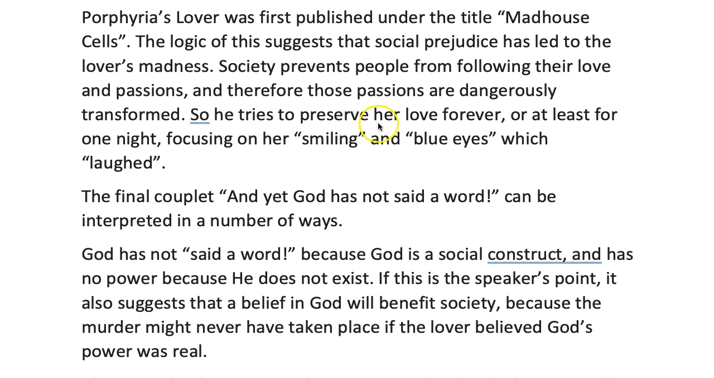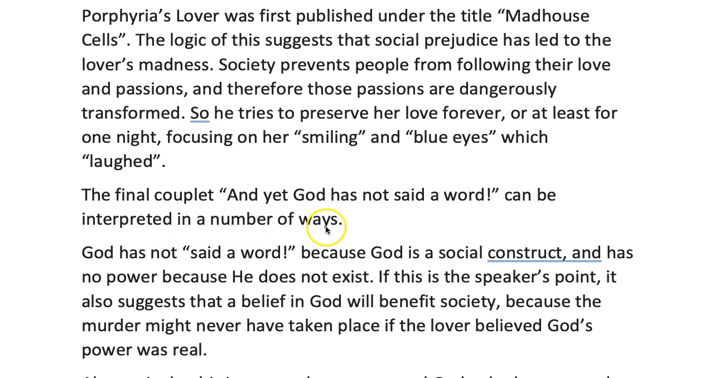Therefore, his solution is to try and preserve her love forever, or at least for one night, and he focuses on her smiling blue eyes, which laughed. Again, heavy irony there because it doesn't sound plausible. He's just killed her. The final couplet, and yet God has not said a word, can be interpreted in a number of ways. God has not said a word because God is a social construct. In other words, he could be saying that God isn't real. Christianity is just something invented by the church in order to keep people in line. And it has no power because he does not exist.